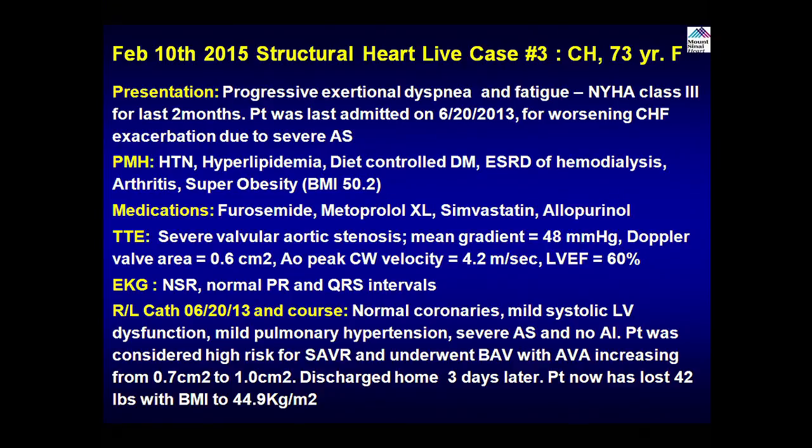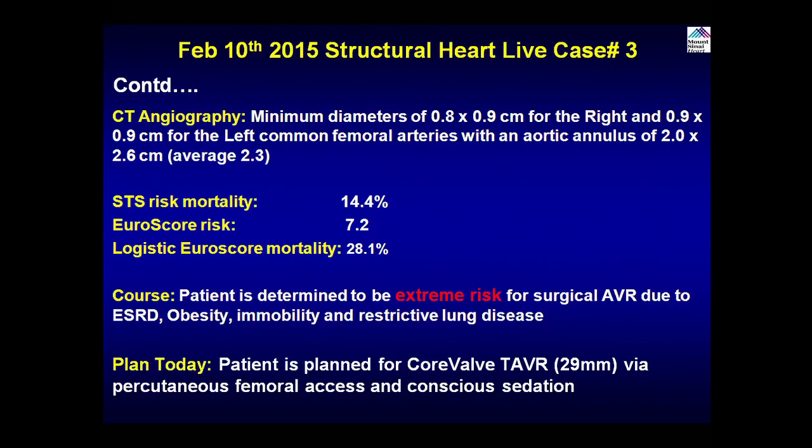for her heart failure, and she actually did change her lifestyle and kept losing weight. Next slide. So she was being followed, thinking that she may continue to lose weight and may become a surgical candidate. She's right now at a BMI of about 44. She was then evaluated for TAVR, and this is where we see that she had a CT scan. She's considered high risk for surgery because her STS risk score is about 14.4, but most important is the EuroScore mortality of about 28.1, and she was determined extreme risk for surgical AVR because of her need for dialysis, obesity, restricted mobility, and her lung disease.